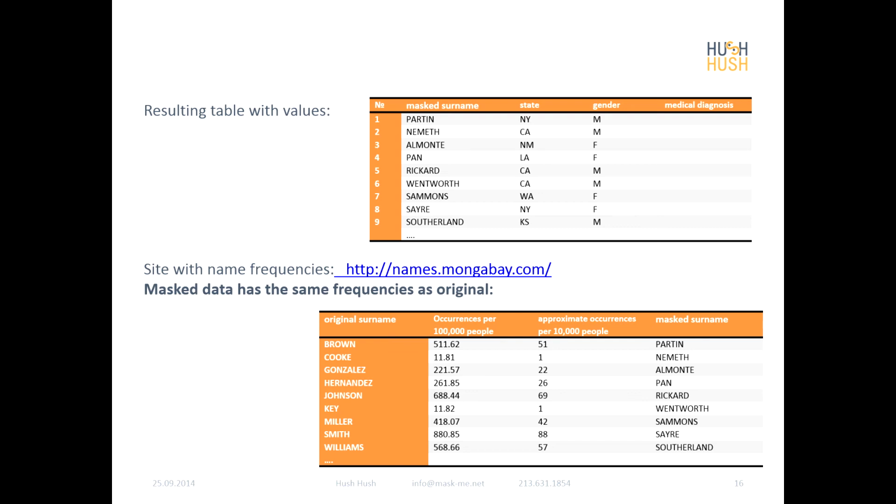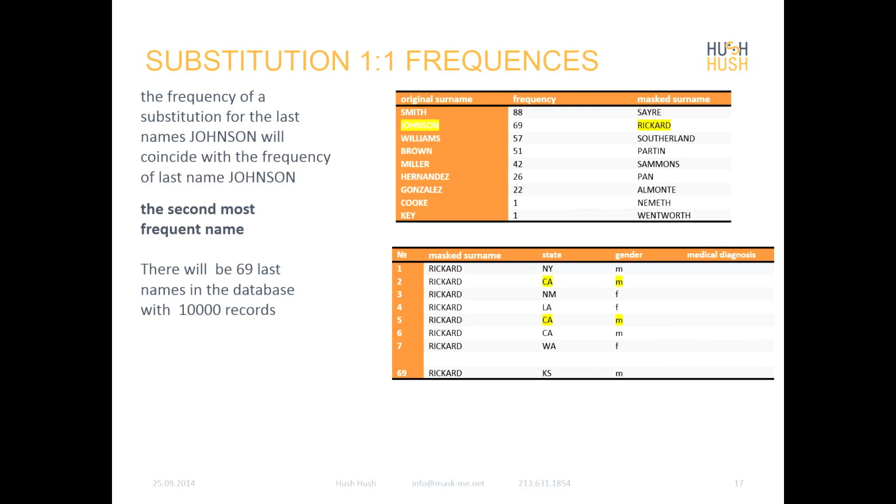Using, for example, the site names.mongabay.com, you can see frequencies of the most common American last names. Since the sample of 10,000 is large enough, most frequently used last names will absolutely be guaranteed to occur in the appropriate proportions in the dataset. Since the names are masked in a proportion 1 to 1, new substituted names will have the same frequency of occurrence, i.e., the frequency of a substitution for the last name Johnson will coincide with the frequency of last name Johnson in the original set.